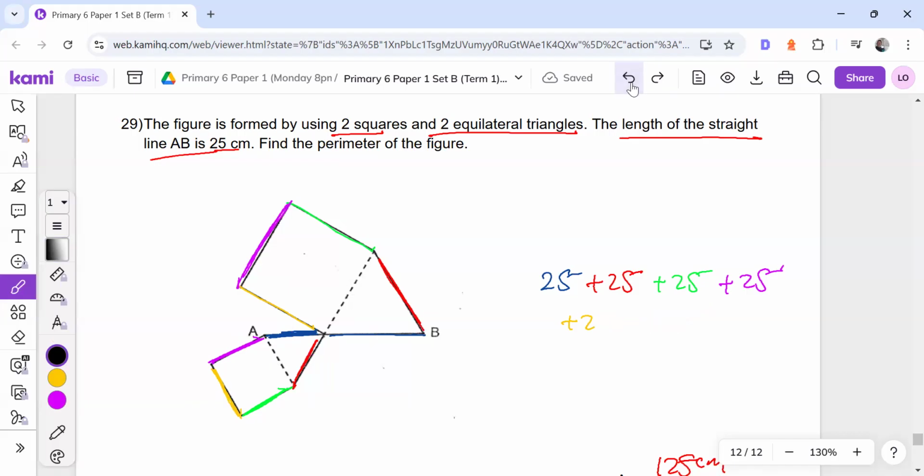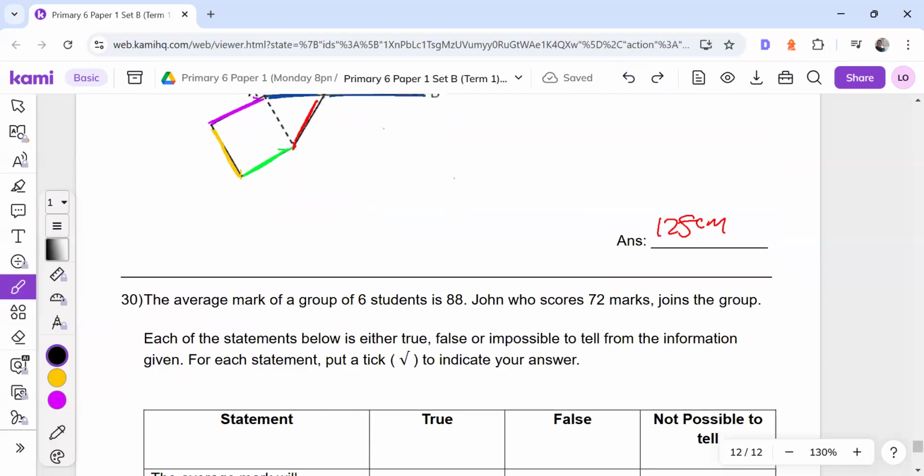Okay, got it? So quite hard, but also can be quite easy if you understand that you need to pair them up. Like one blue pair, one red pair, then one green pair, one purple pair. Okay, all right, let's go to question 30.